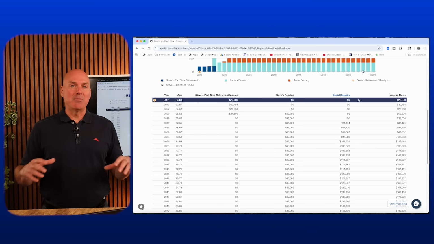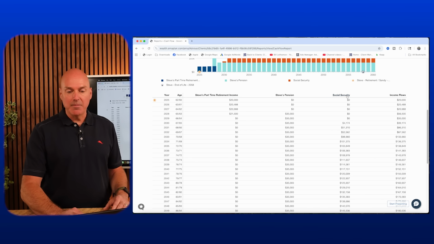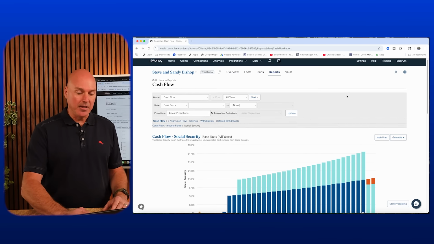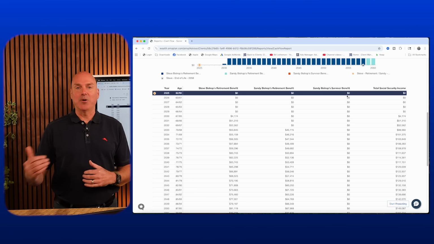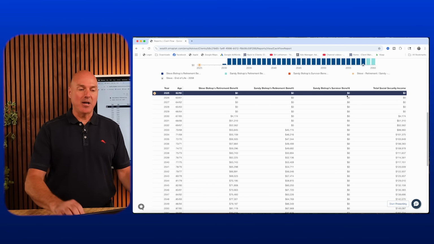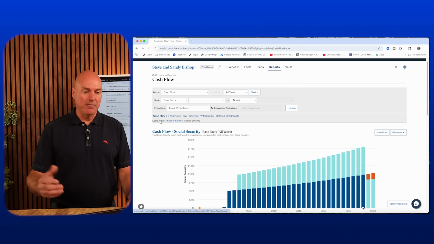We've already run the optimization analysis on this and determined that age 67, or full retirement age, is the best age for them to collect this. And because they're 2 years different in age, that Social Security income isn't going to kick in at exactly the same time. So we're going to have this income coming in gradually in the early part of their retirement.